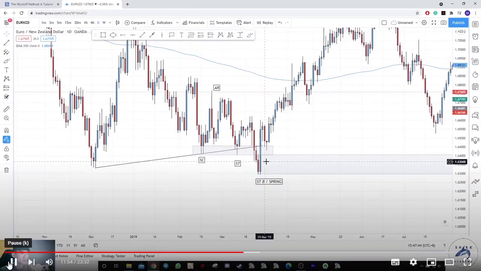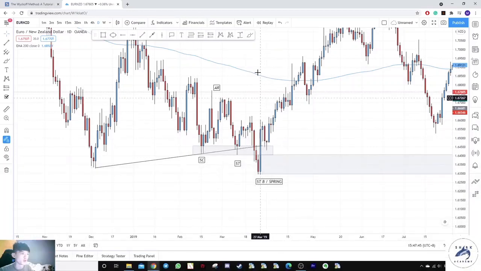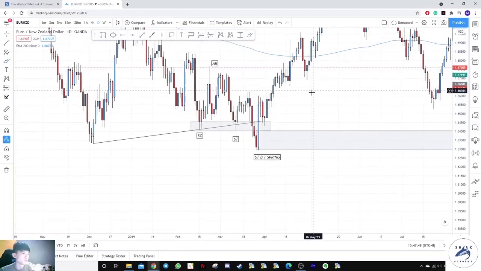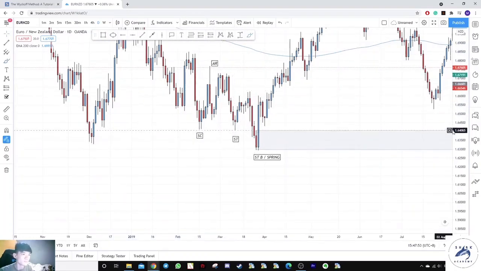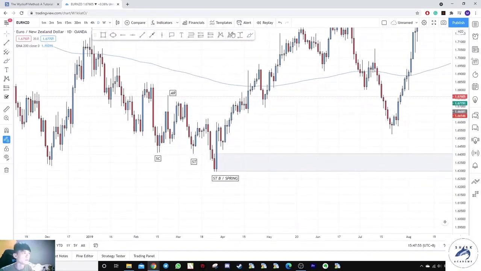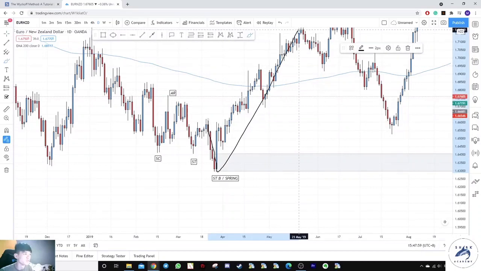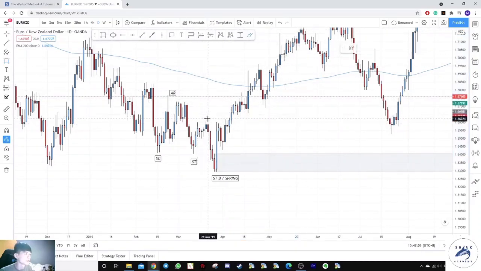So can you see this down move to up move has been redefined? So what do I mean by redefined? Let me just remove all this. Can you see that this is the whole down move before the up move? And we can label this as our order block, correct?